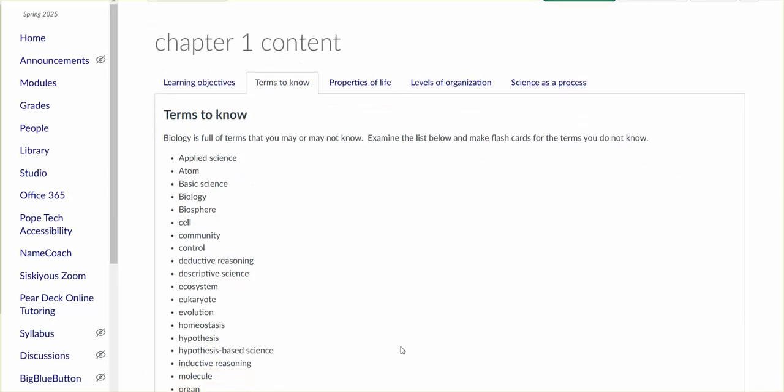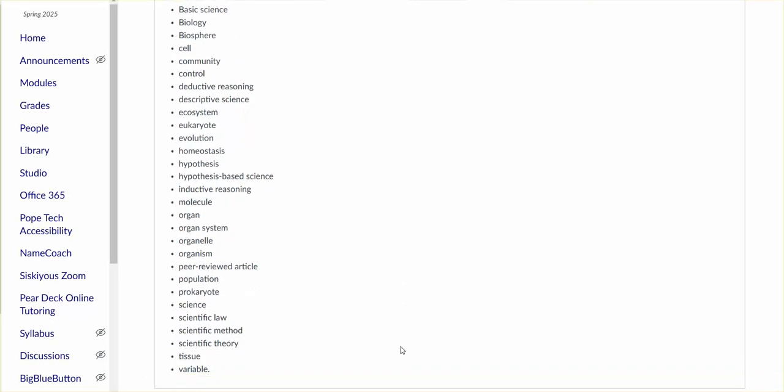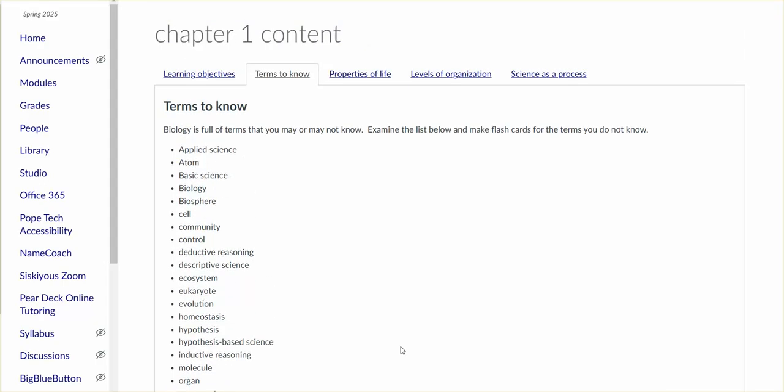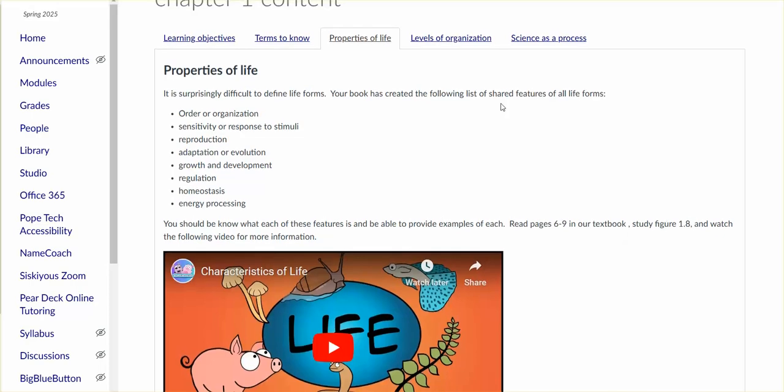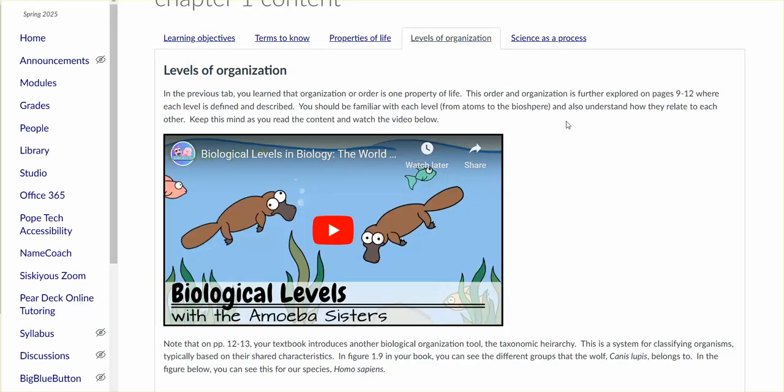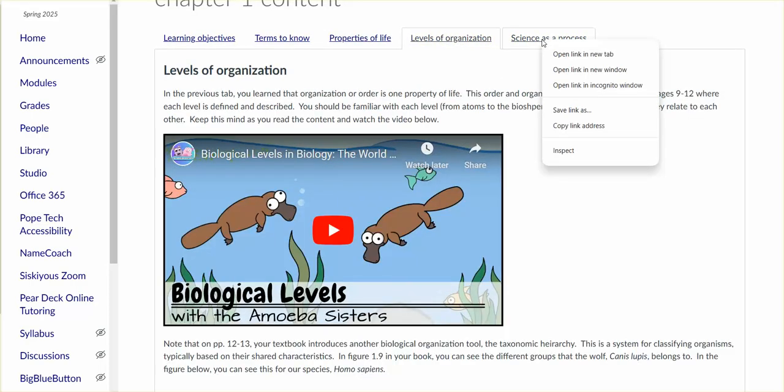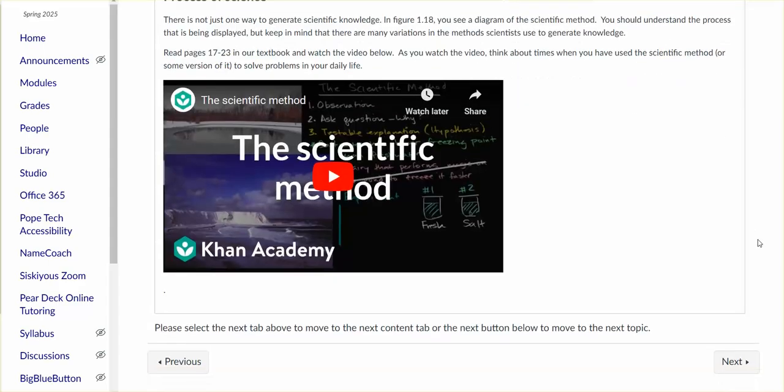It also has a list of terms to know. So go through this list. If there's anything on here that you don't know, any terms that you don't know the definition of, I recommend that you make flashcards. And then here are some additional resources to help you grasp some of the specific content from chapter 1.